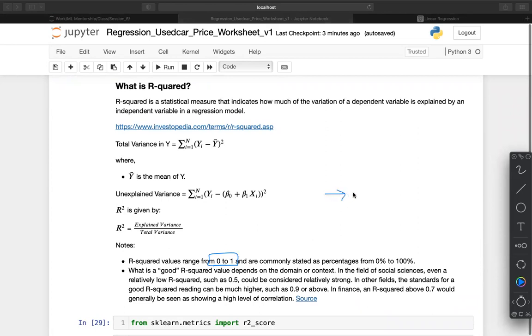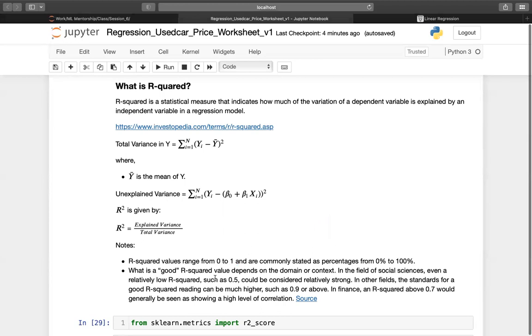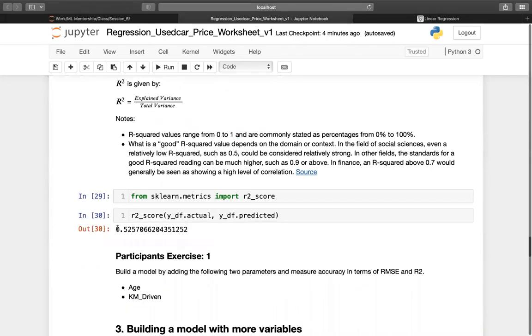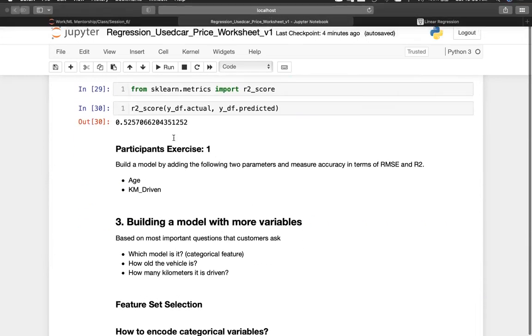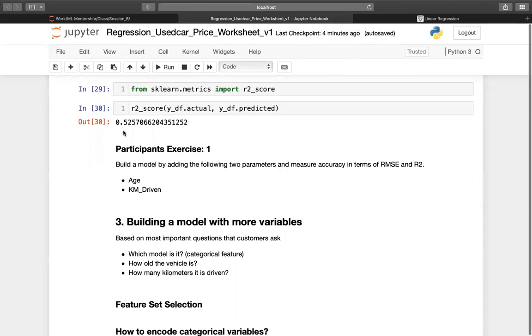The closer to 1, of course, is a very good model. The closer to 0, anything between 0 to 0.5 is not a very good model at all. But again, like I told you, it depends on the domain and the context. You have to understand and take a judgment on whether it's a good or bad model. And the R square value here we calculated to be 0.52. So this is of course not a good model, and we understand why, because we've taken only one particular variable to do that.